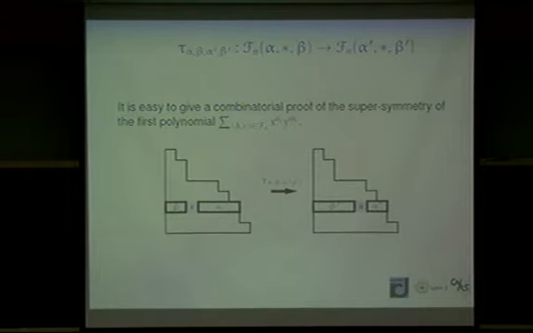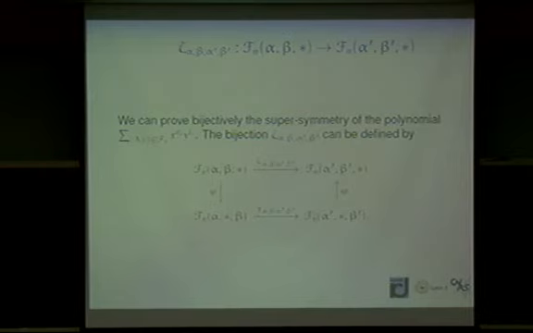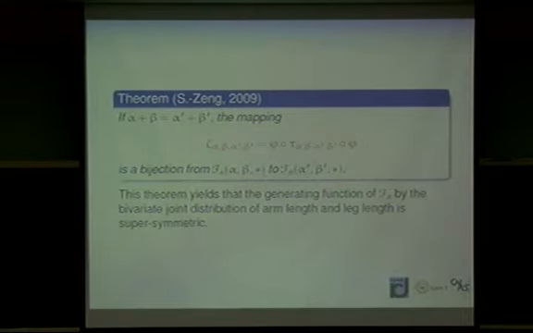And combining tau and p, we make the zeta. This bijection zeta is supported by the map. Arm length and leg length is supersymmetric. Like this, we define zeta here, like this.